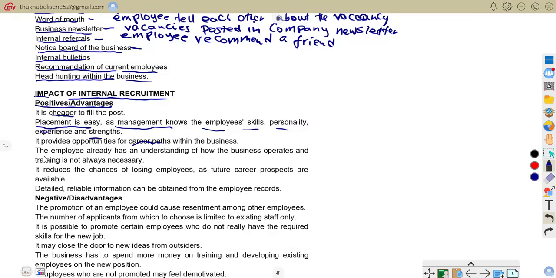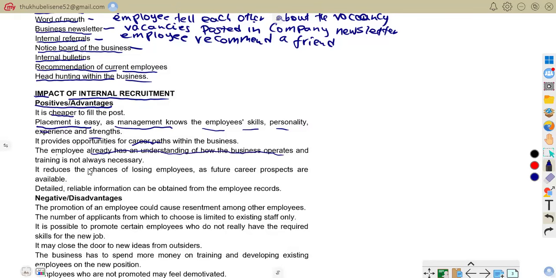Then again, the employee already understands how the business operates, so training is not always necessary. Less training is needed because the employee already understands the business. For example, a stock controller becomes a warehouse manager quickly. You see, that's how easy it is.